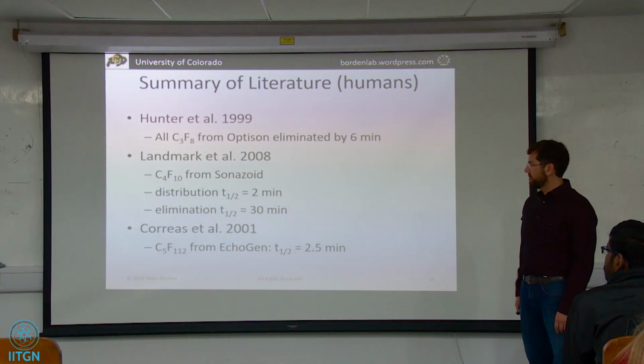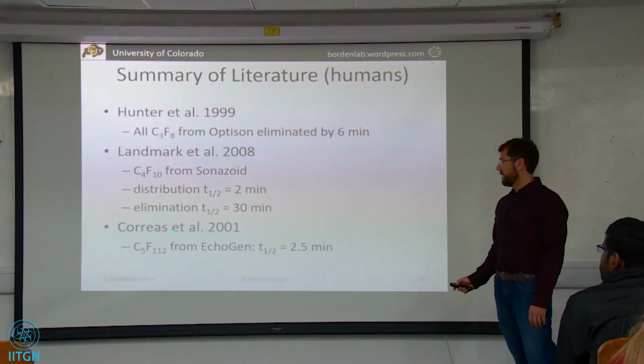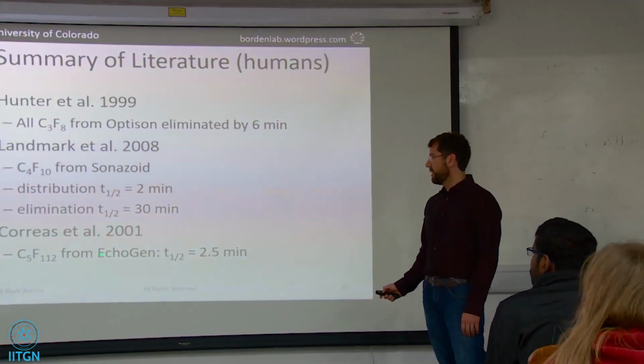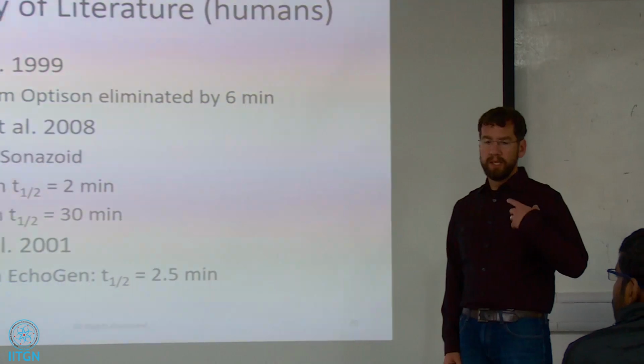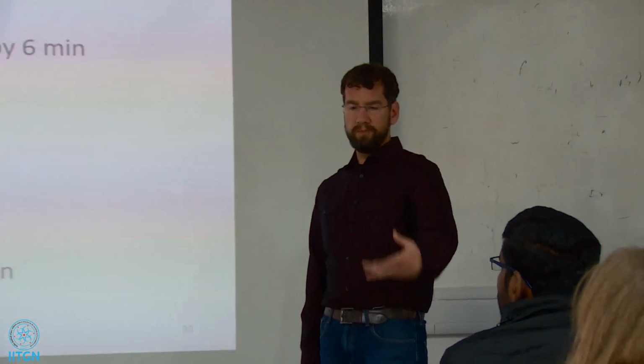This was back in 2001 when the group was developing an agent called Ecogen. Ecogen was a C5F12 agent where the phase transition is in between room temperature and body temperature. There's a vaporization temperature. So it should be a liquid at room temperature, and then it should vaporize into a bubble at body temperature. And the idea was that this is great. We can store it as a liquid and then activate it and make it into bubbles right before the injection.